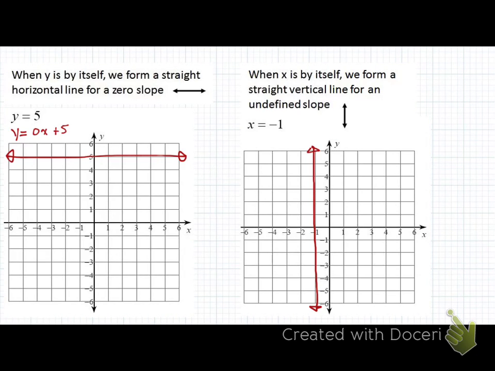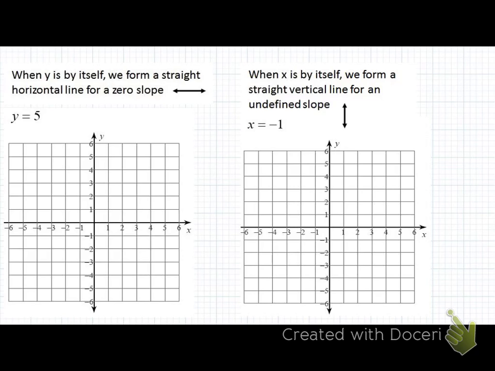So a couple things here. When y is by itself, we form a straight horizontal line for zero slope. So you see how it says y equals 5? If you see a graph like this, this is super important because some of you are going to be so confused. We want to make sure that we know how to graph this, okay?